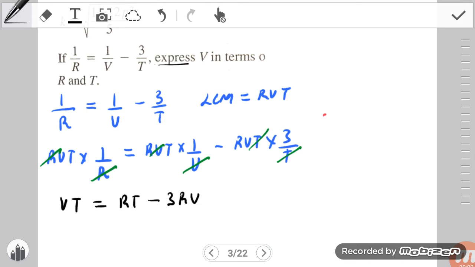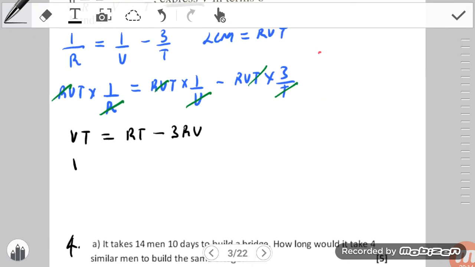Please be reminded that V is the intended subject here. So we have a V over here and we have a V to the right. So we need to group like terms. So now we're going to have VT positive. We're going to be adding 3RV to both sides, or as we say, bring to the left hand side and change the sign. So that's 3RV, because this goes over and becomes positive, or we add to both sides.